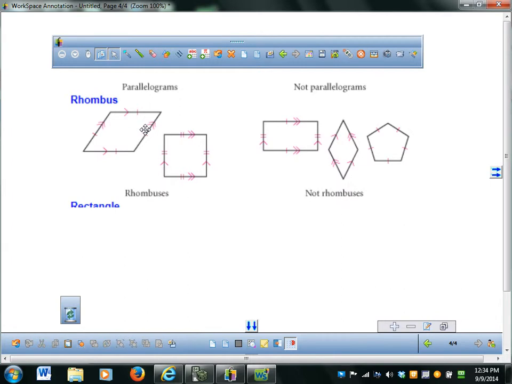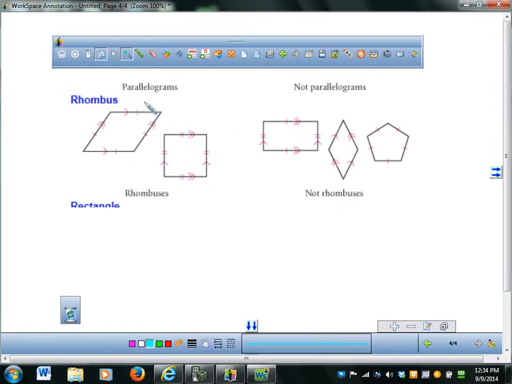A quadrilateral where all sides are congruent and the two sets of opposite sides are parallel. Okay, that's a lot of words, right? But he was right. But there's an easier way to do it. What do you call a quadrilateral with two pairs of parallel sides? A parallelogram. So a rhombus is a parallelogram where all sides are congruent. See how you can do that in a little easier way?